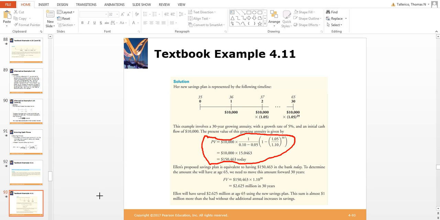You'll end up with the present value of this growing annuity being $150,463. Then we can take that present value and future value that single amount. You notice that's a single amount forward 30 years, and the future value of her growing annuity will then be worth $2.625 million. Again, we have to use two equations here because we don't have a choice.